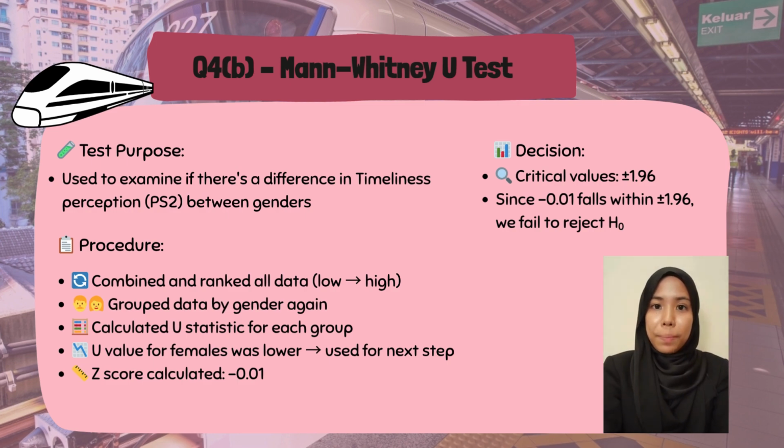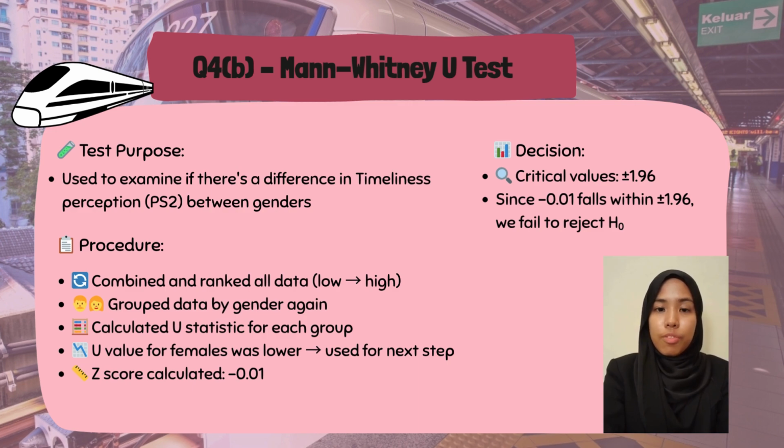Next question, 4b. I applied the Mann-Whitney U test to examine if there is a difference in timeliness perception, PS2, between male and female respondents. First, I combine and rank all the data from lowest to highest, then calculate the average rank. I separate the data back into male and female groups and compute the U statistic for each.